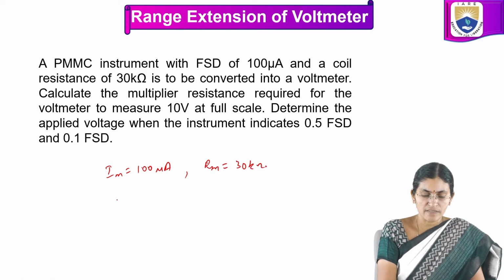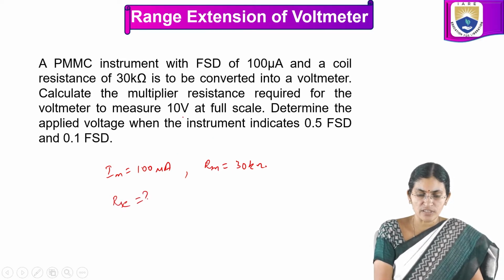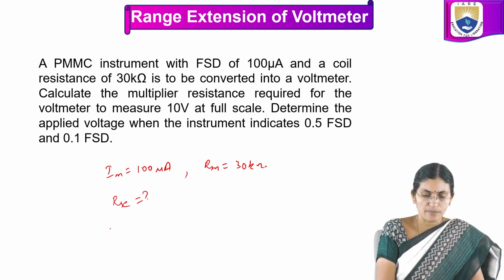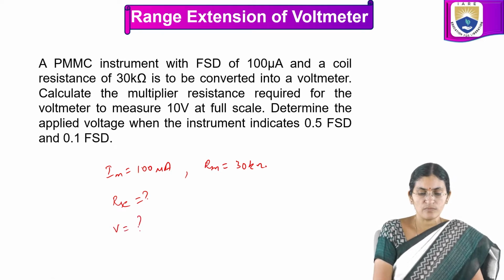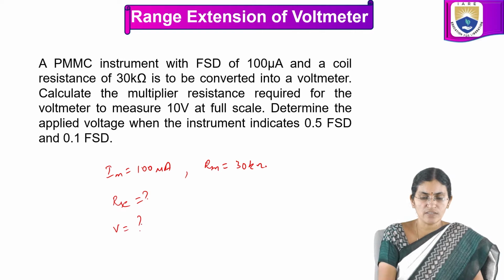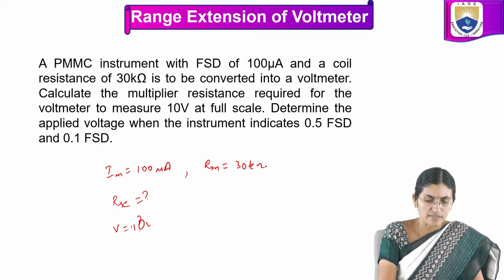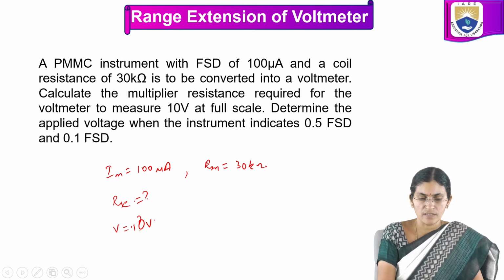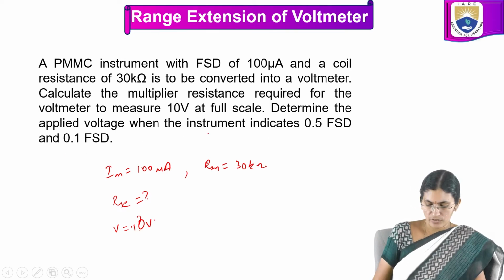This 30 kilo ohm instrument is to be converted into a voltmeter. Calculate the multiplier resistance RSC required for the voltmeter to measure 10 volts at full scale. So the full range voltage V is equal to 10 volts, it is given. We need to find RSC. Determine the applied voltage. So let us solve this.